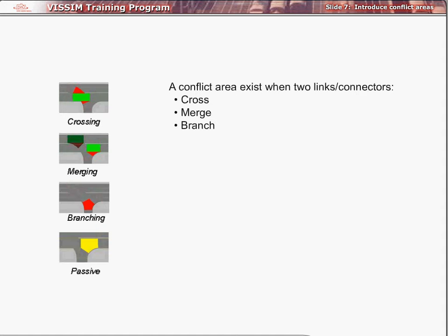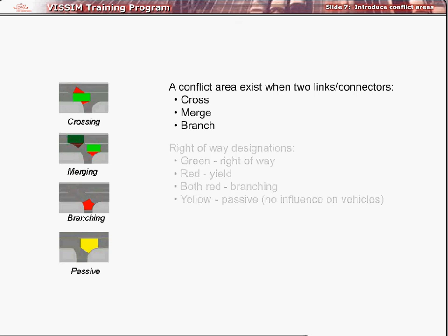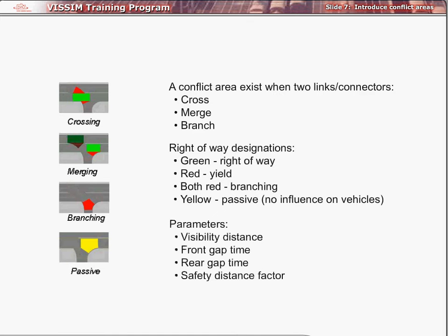A conflict area exists wherever 2 links or connectors overlap in the network, including crossing, merging, or branching. For each conflict area, you can specify which of the conflicting links has the right-of-way. The right-of-way designation is illustrated in different colors. Green means the right-of-way, red means to yield, and yellow means the conflict area is passive, which has no influence on vehicles. There are 4 parameters that affect vehicle behaviors at conflict areas.